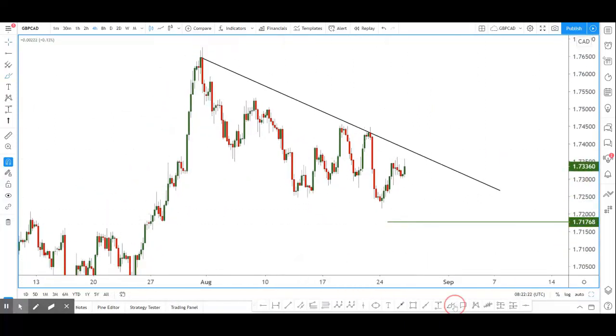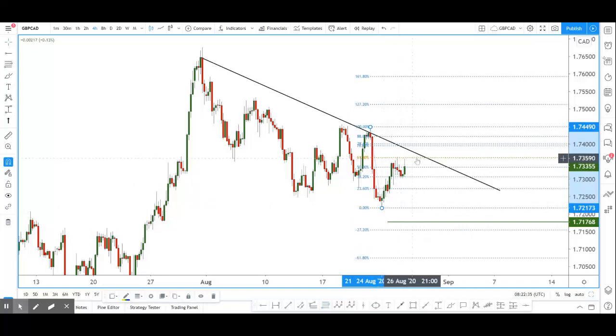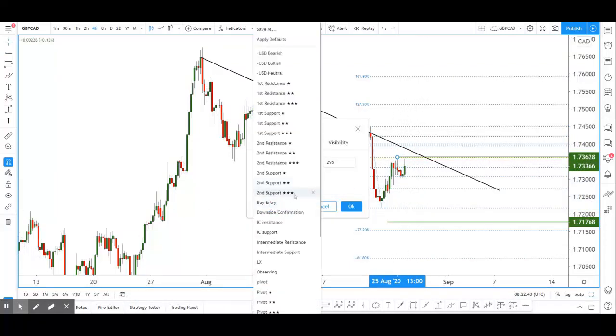We see that price has made a recent high here, and then made a push down to this swing low. So what we can do is use our retracement tool from the high to the low, and we see that right now price is at the 61.8 level. So we can have a sell entry at the 61.8 level.